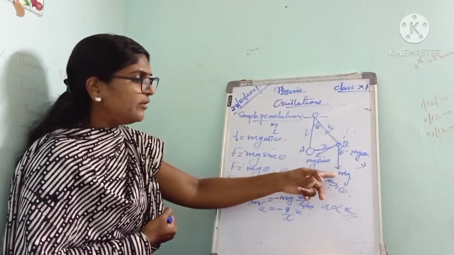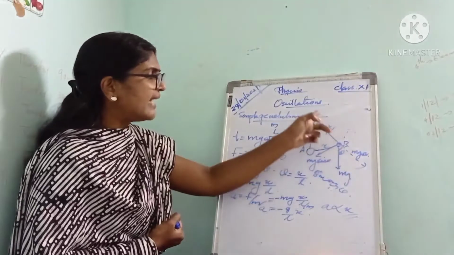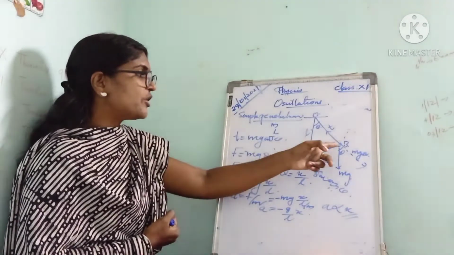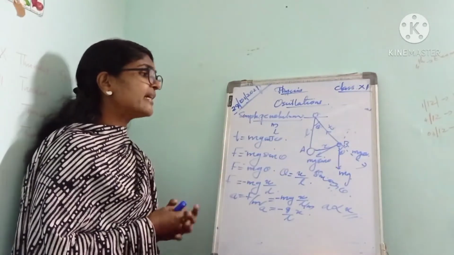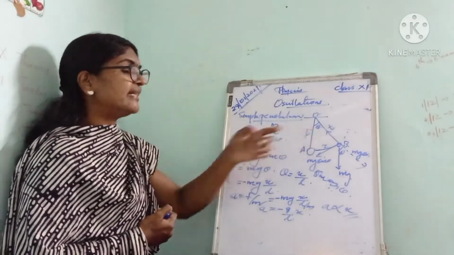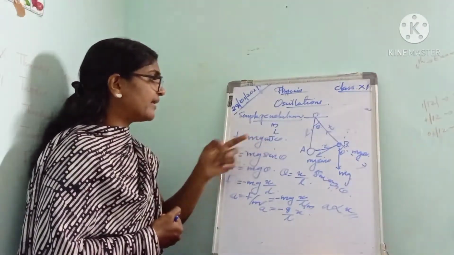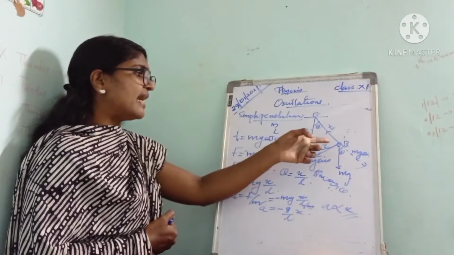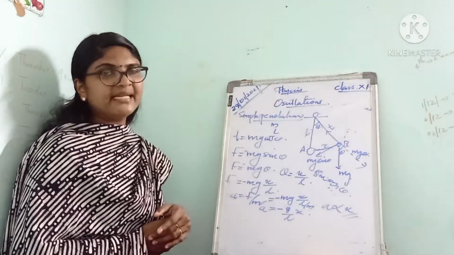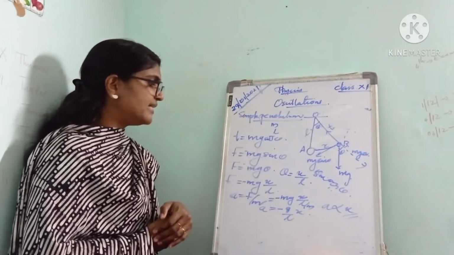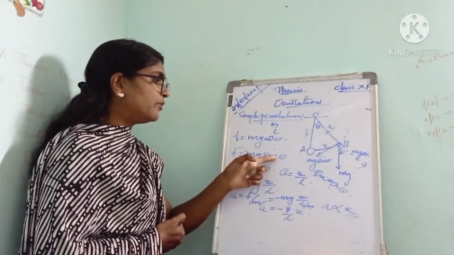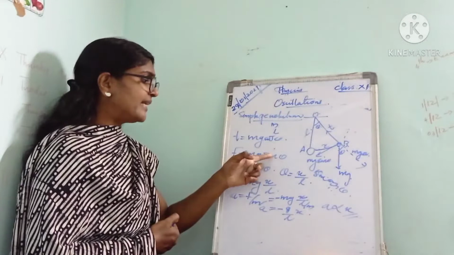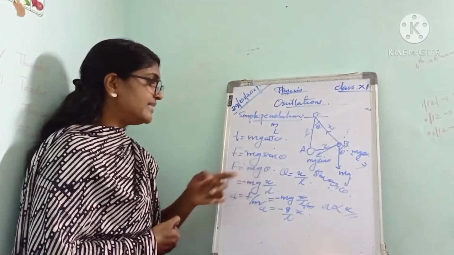Here the weight of the bob acting vertically downward is mg. This mg can be resolved into two rectangular components: mg cos theta acting along OB, and mg sin theta which acts along the tangent BA. Listen. The component mg cos theta balances the tension T in the string, so T can be written as mg cos theta, and mg sin theta, the restoring force, always acts towards the mean position. So F can be written as minus mg sin theta. If theta is very small, sin theta is approximately equal to theta, so we get minus mg theta.